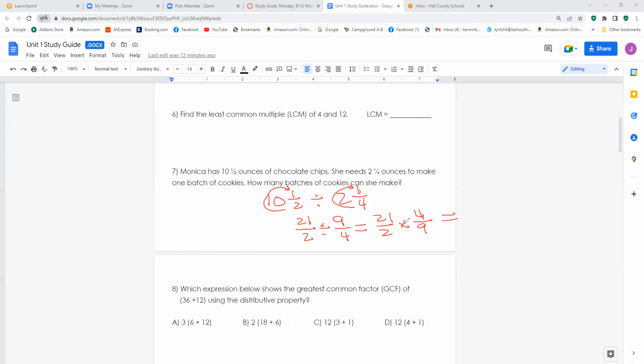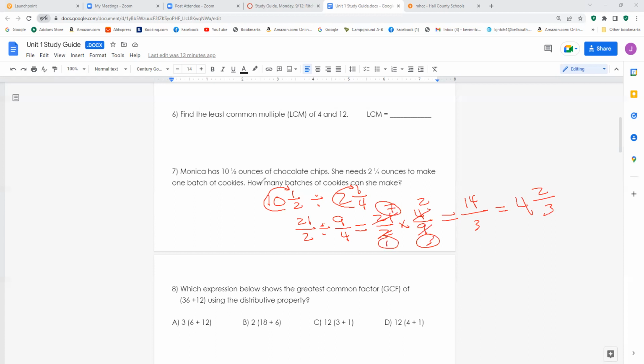And now I know I can simplify diagonally. I can divide 4 and 2 by 2. I get 1 and 2. I can divide 21 and 9 by 3. So 21 divided by 3 is 7. 9 divided by 3 is 3. So when I multiply straight across, 7 times 2 is 14. 1 times 3 is 3. And I know that 3 will go into 14 4 times with 2 left over. And my denominator stays at 3.